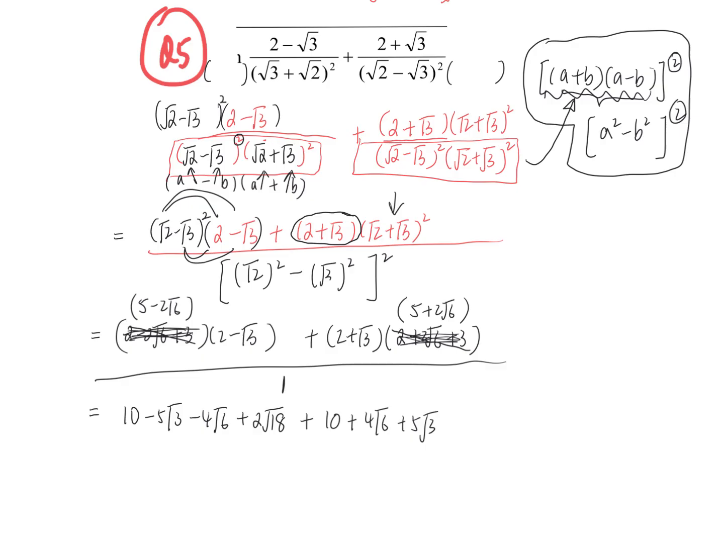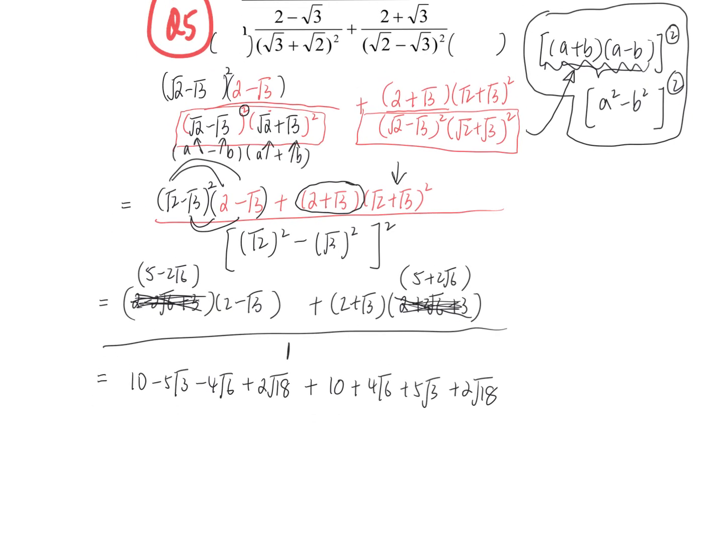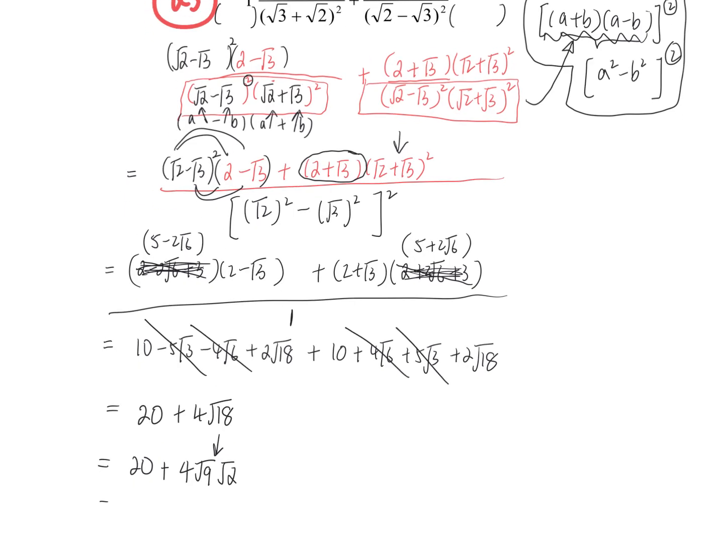And then this is 2 root 18. Okay, the rest is just simplification work. This one will cancel out. This one will cancel out. So you're only left with 20 plus 4 root 18, which you can simplify some more. So it's 20, 12 root 2.